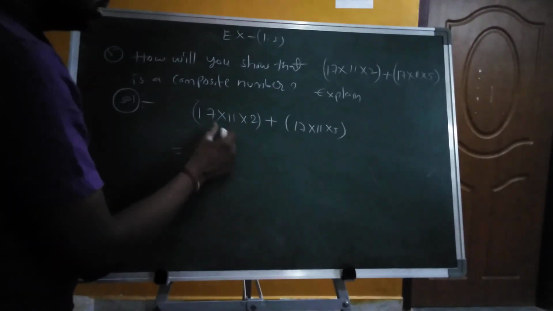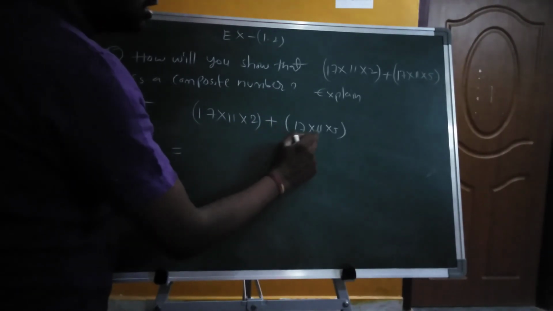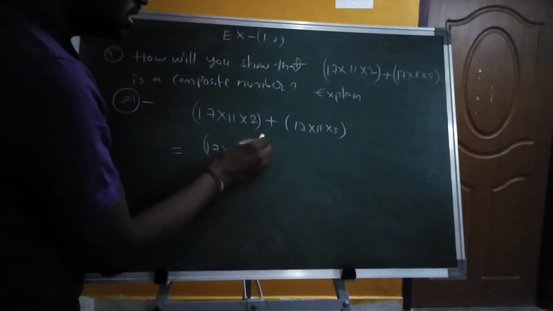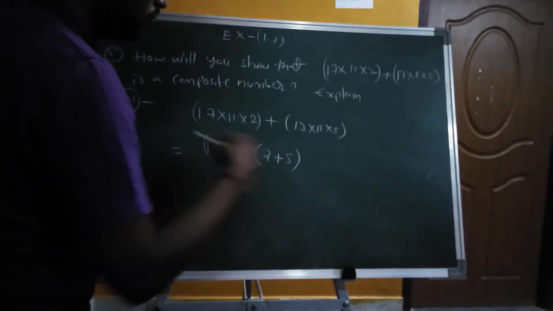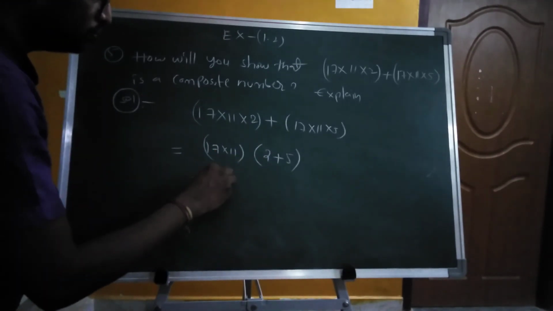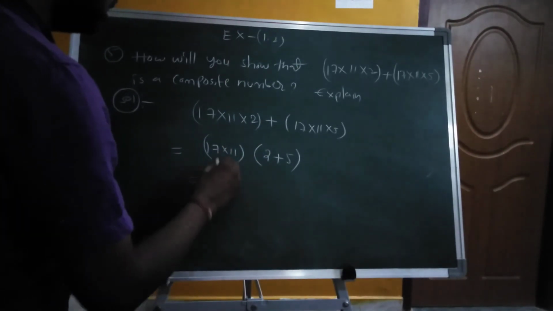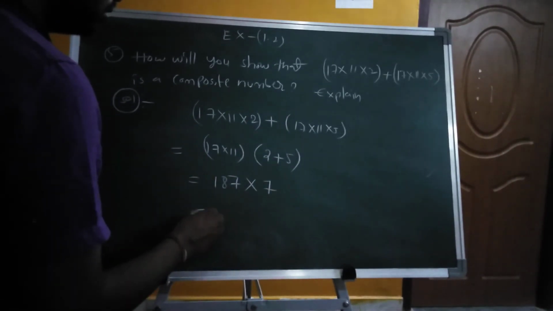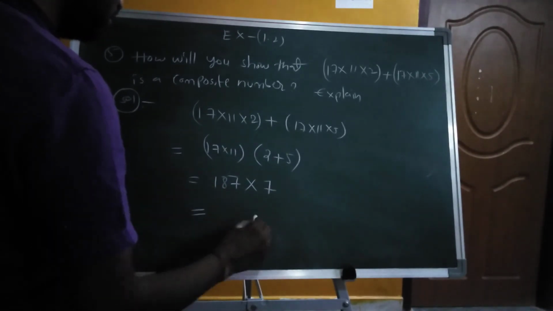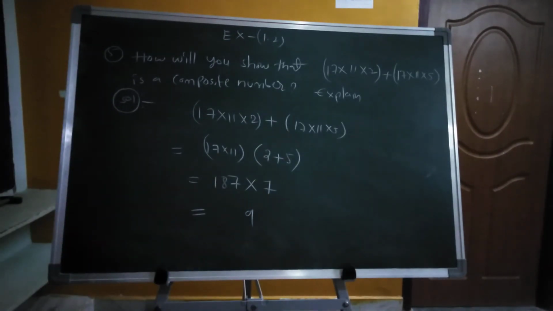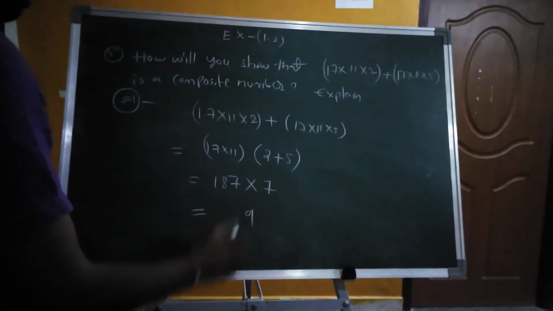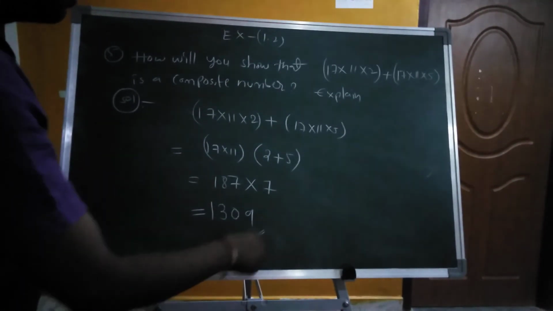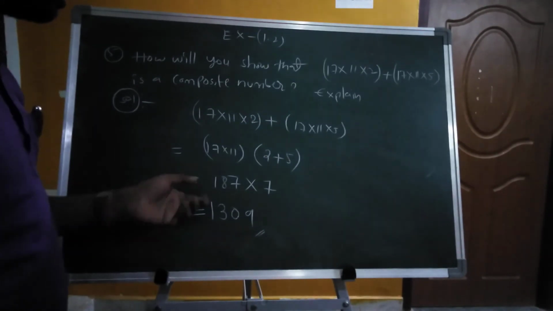There, 17 into 11. Here also 17 into 11 is there. That means 17 into 11 is common, and the remaining we write down as 2 plus 5. So 17 into 11 is 187, into 7. 7 sevens are 49, 7 eights are 56. That means 1309 is the answer.